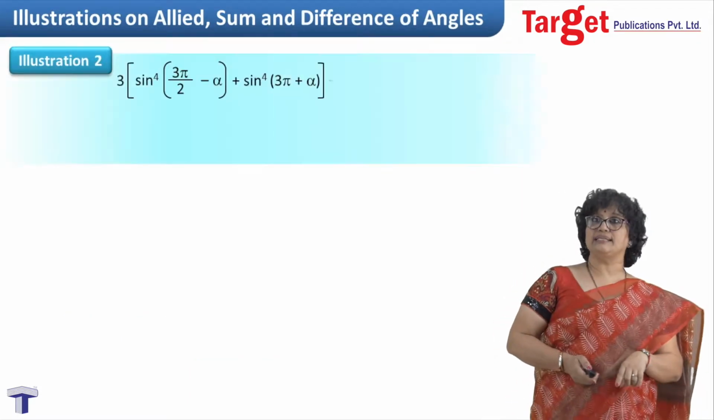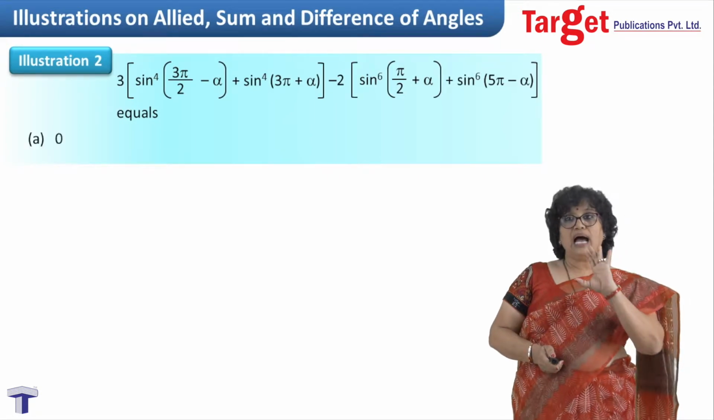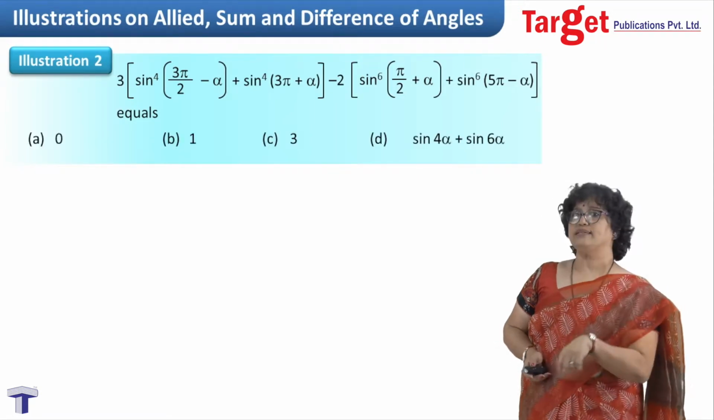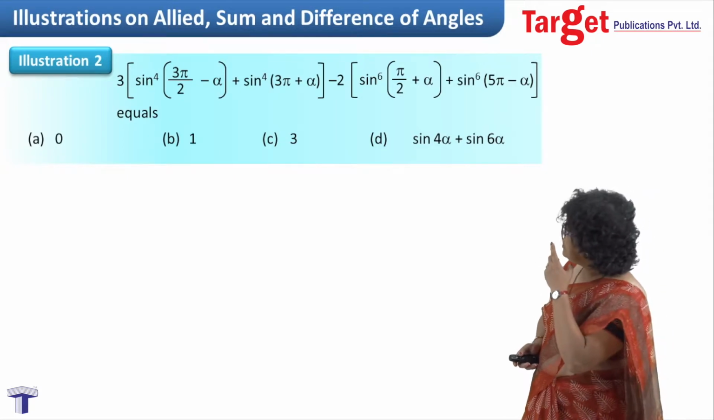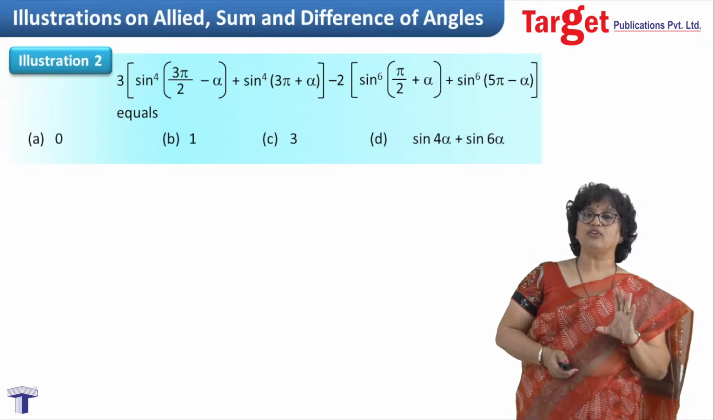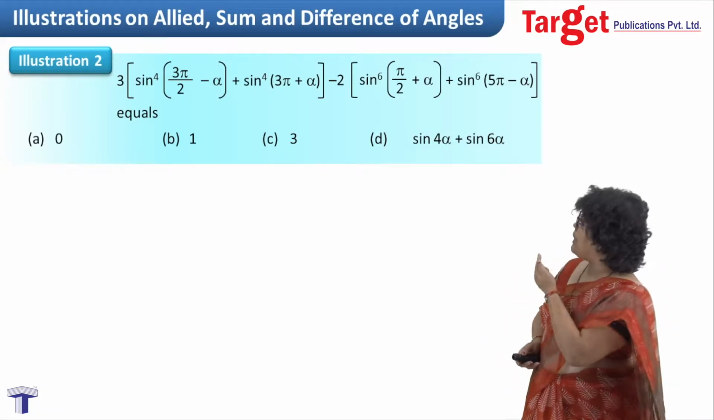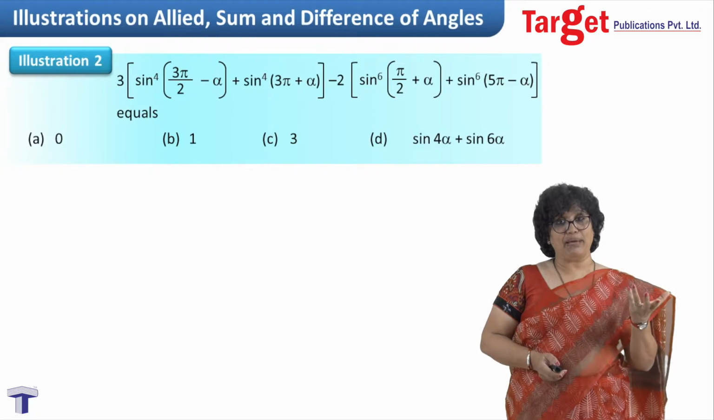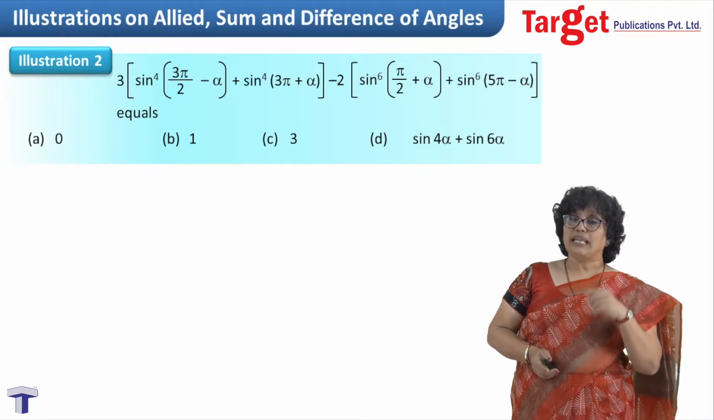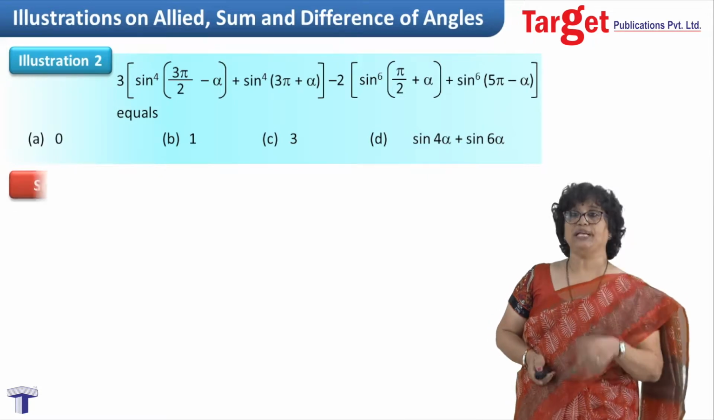And the second one is that we have to evaluate the expression and we have been given 4 options. Now those quantities written inside brackets, they are of the form 3 pi by 2 minus alpha, 3 pi plus alpha, pi by 2 plus alpha and 5 pi minus alpha. This reminds me that we will have to use the allied angle formula and proceed accordingly.